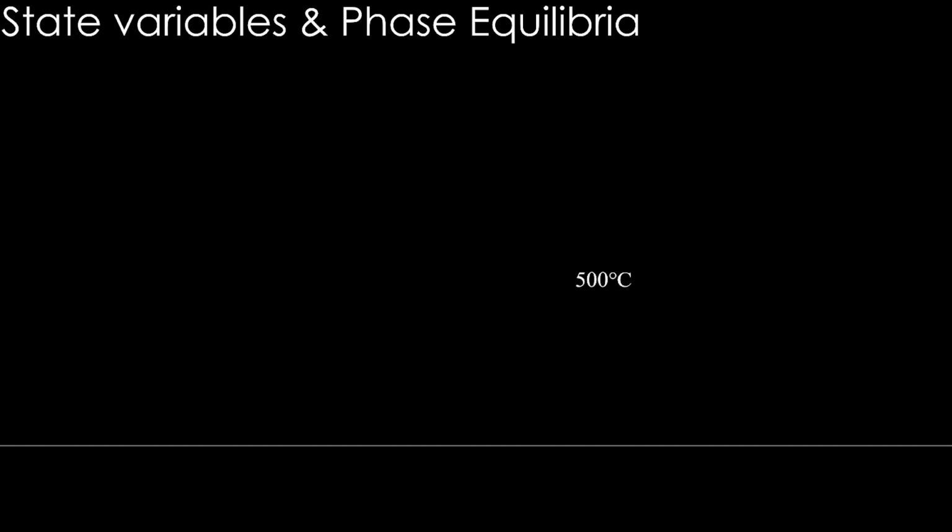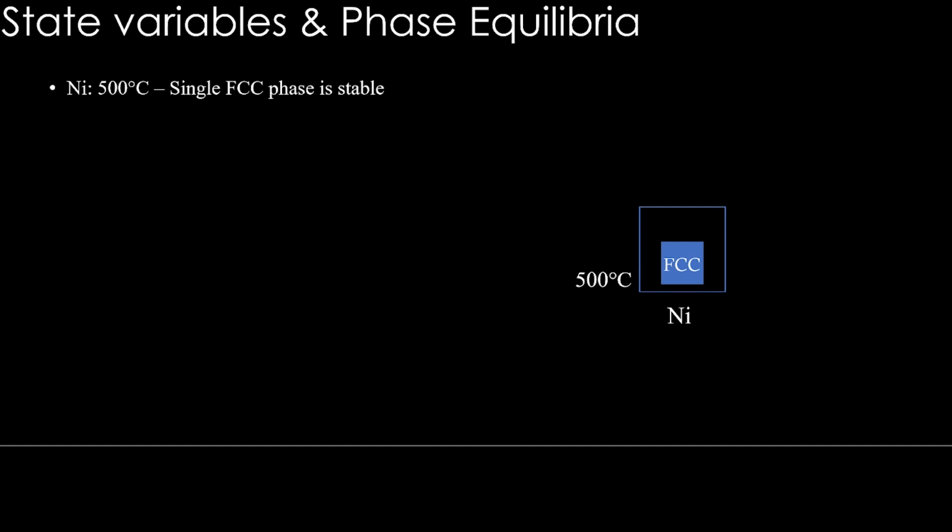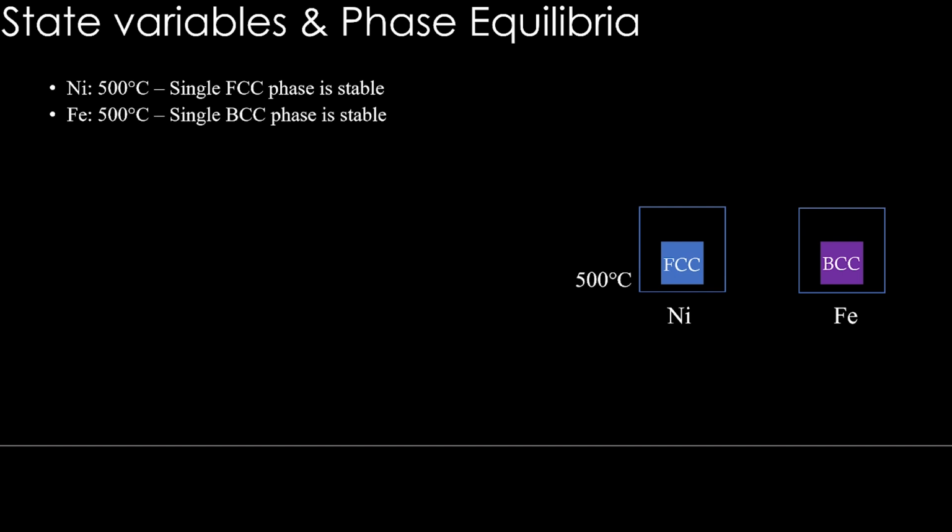So let's think about a piece of nickel inside a furnace at 500 degrees Celsius. It has a FCC crystal structure. So in nickel at 500 degrees Celsius, single FCC phase is stable. So instead of nickel, if we have iron, at the same temperature we will have a BCC phase. Okay, so in iron at 500 degrees Celsius, single phase BCC phase is stable. So here what is happening? The chemical composition is changing for the material. From 100% nickel it has become 100% iron. So chemical composition can affect phase equilibria. That's what we understand from this.